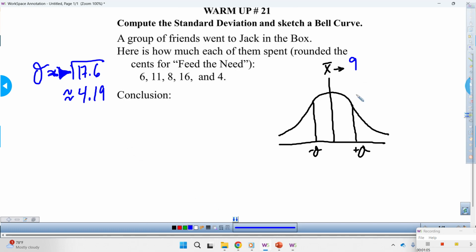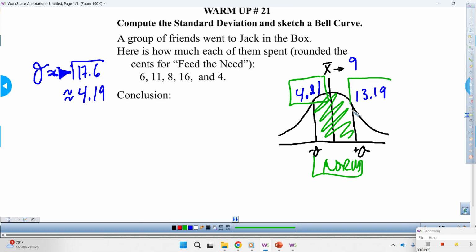So therefore, we go up, that's 13.19, and we go down, that's 4.81. And this is our norm. So the norm is from 4.81 to 13.19. Now, according to what we're looking at here, this problem, in context, says a group of friends went to Jack in the Box, and here's how much they spent. This is what they spent. And we said that the norm is from here to here. So, share with your neighbor your observation. What is your conclusion according to your observation?